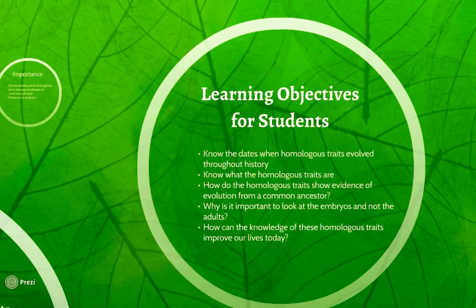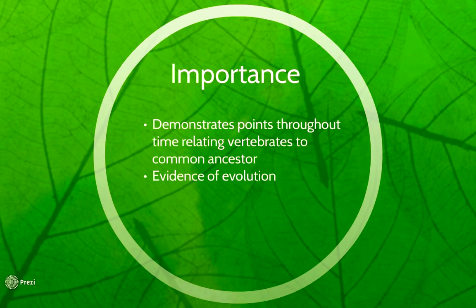It is important to know the homologous traits among vertebrate embryos and when they evolved throughout history because it demonstrates various points in time where a trait shows a common evolutionary ancestor linking every vertebrate together. In the next slides, we will be walking through a timeline of some of these traits and explaining how they show evidence of evolution from a common ancestor among vertebrates.